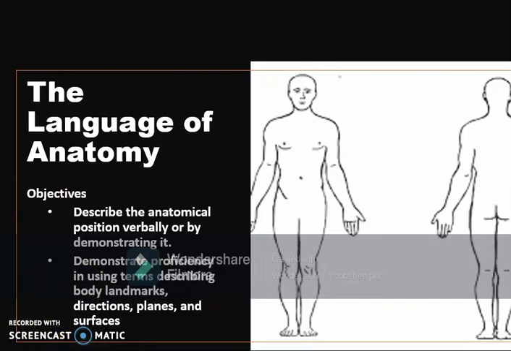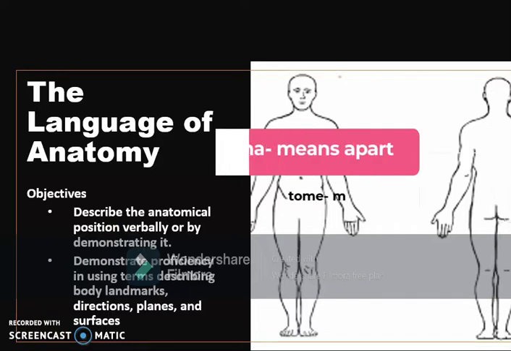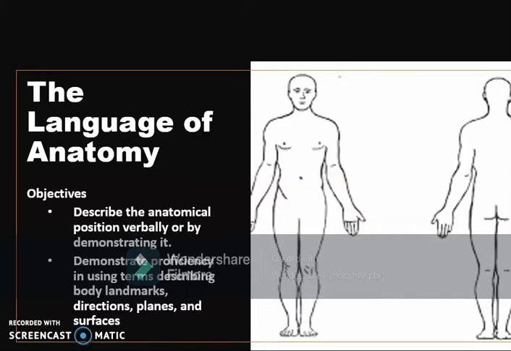The word anatomy came from the Greek words ana, meaning apart, and tome, meaning to cut. So anatomy is the branch of science concerned with the bodily structure of humans, animals, and other living organisms, especially as revealed by dissection and the separation of parts.